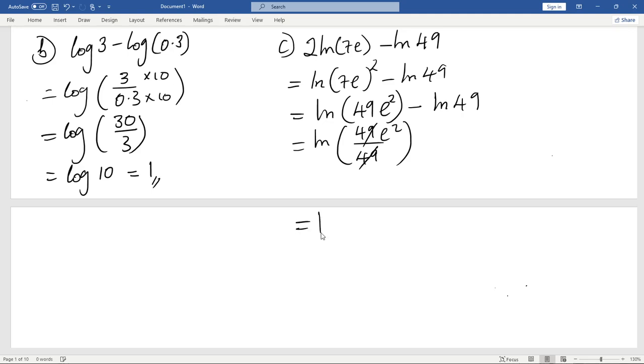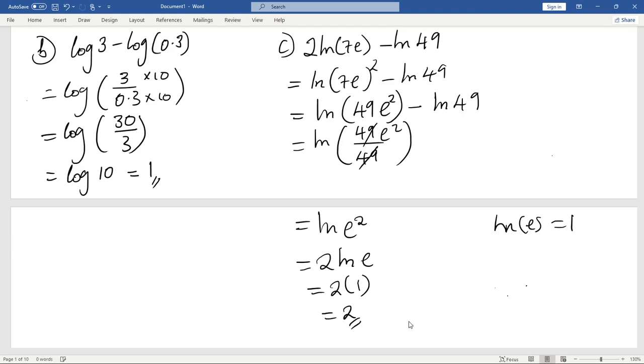Then you're left with ln e to the power 2. We can just drop the power to this side. So we're going to have 2 ln e. Now, we know that ln e is simply equal to 1. So therefore, we're going to have 2 multiplied by 1, which will just be 2.